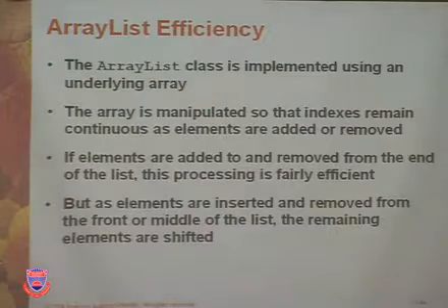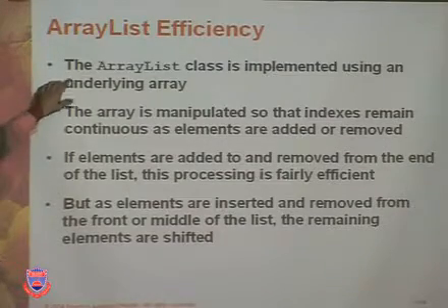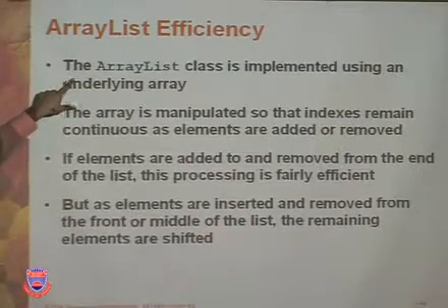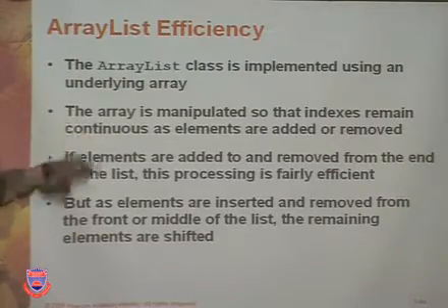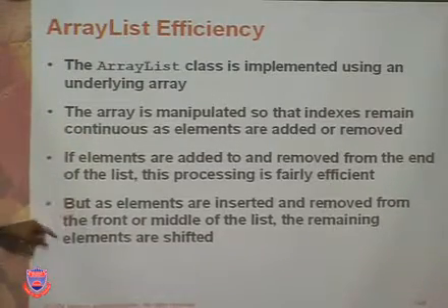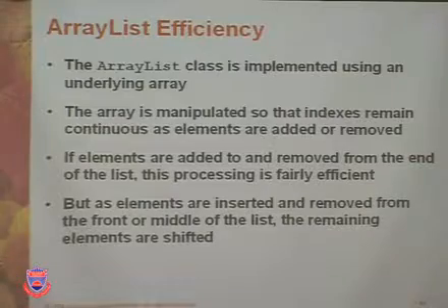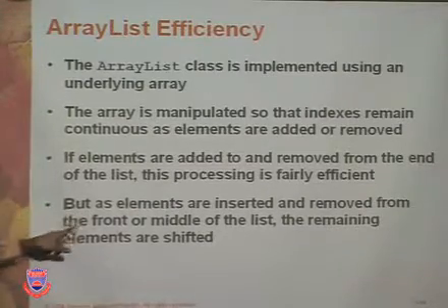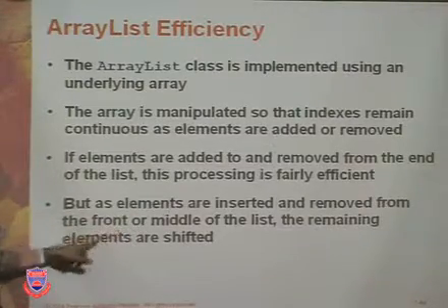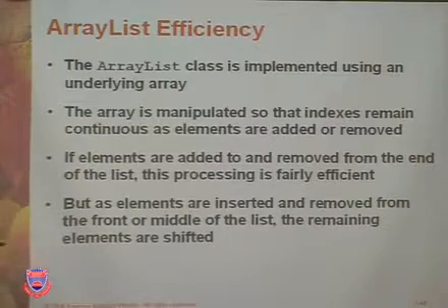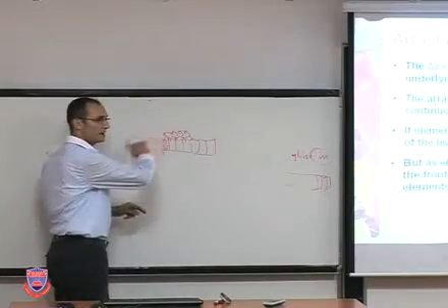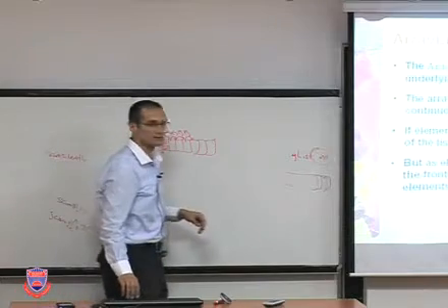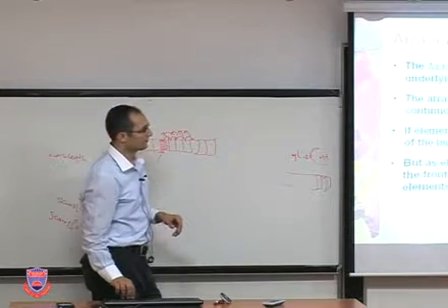So, again, array list class is implemented using an underlying array, and then it is manipulated to adjust the indexes. So you have a lot of copy operations, and as elements are inserted and removed from the front or the middle of the list, the remaining elements are shifted. So you need to shift everything, as I said earlier, back or to the front in order to adjust the spaces and perform the alignment.